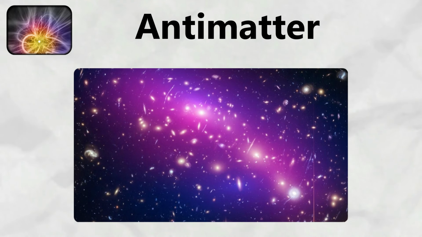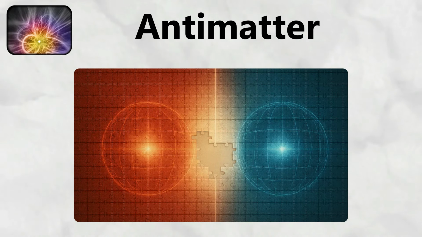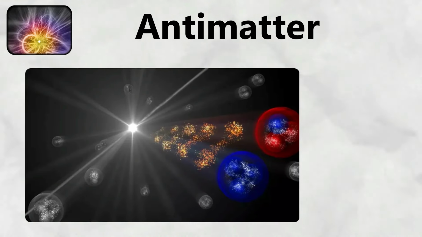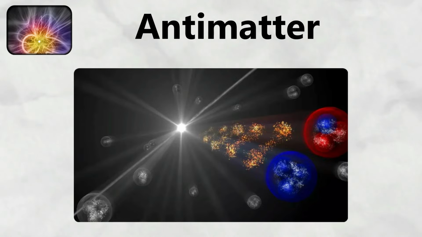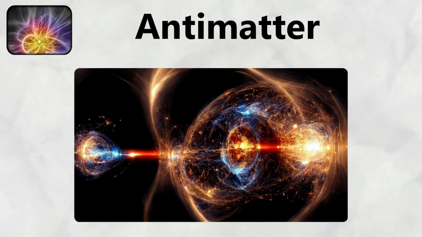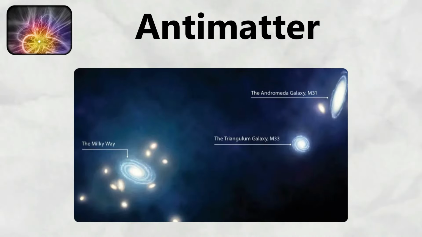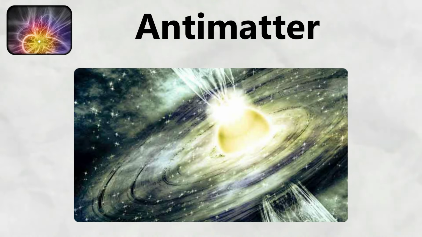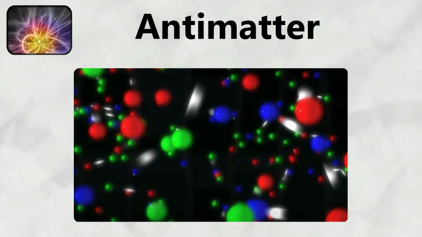The universe contains vastly more ordinary matter than antimatter, creating what physicists call the matter-antimatter asymmetry problem. According to current understanding of particle physics, the Big Bang should have created equal amounts of matter and antimatter, which would have completely annihilated each other, leaving behind only energy. The fact that matter dominates suggests there were subtle differences in how matter and antimatter behaved in the early universe, allowing a small excess of matter to survive.